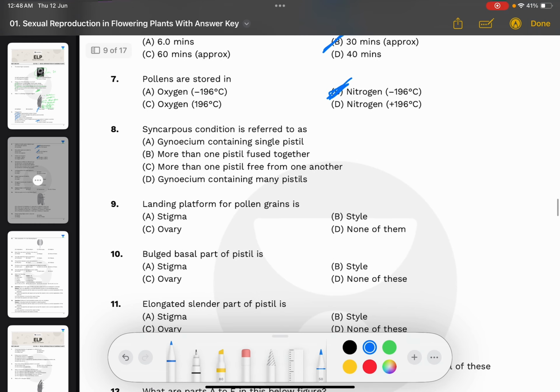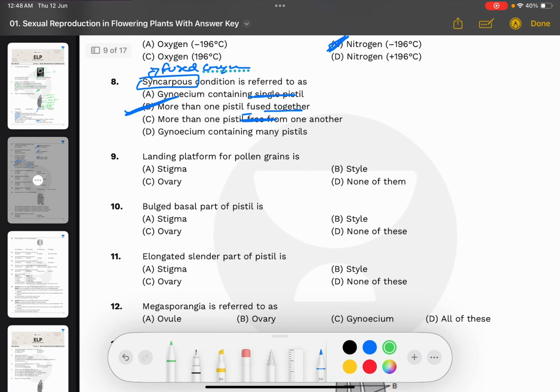Syncarpous condition is referred to as what? Syncarpous is what we call fused gynoecium. Free, cut it. Any other free? No. Single pistil, cut it. More than one pistil fused together. B option is the correct one.